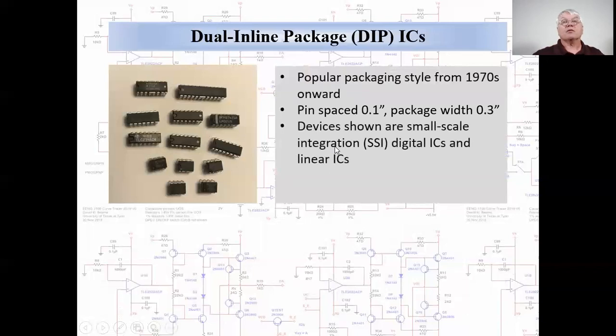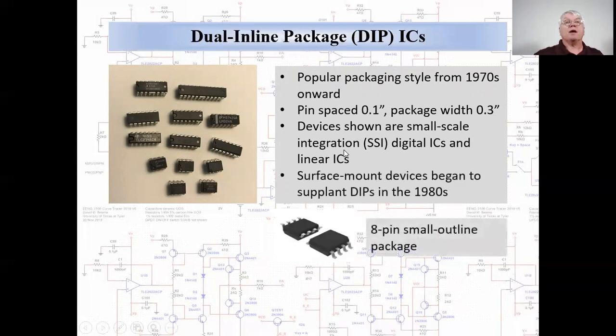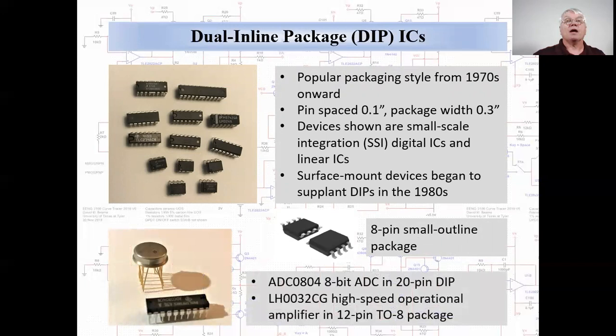The devices shown here are linear integrated circuits like operational amplifiers and small-scale digital integrated circuits like arrays of logic gates. Surface mount packages began to compete with DIPs in the 1980s. These devices are soldered directly to the traces of a printed circuit board and allowed much more compact construction than DIPs. Most DIPs had 8, 14, or 16 pins, but there were exceptions.